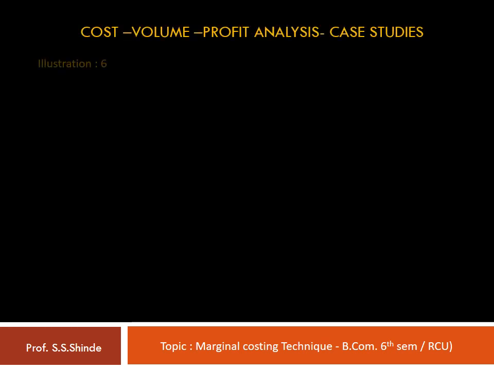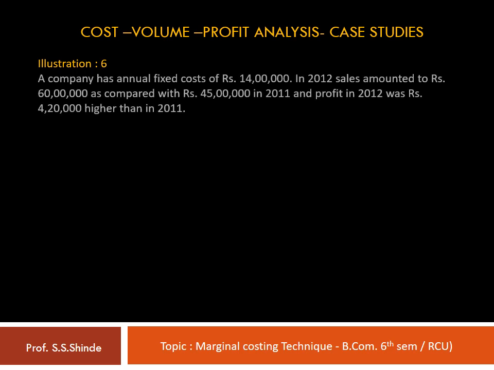Let's try to practice the concepts with the help of another illustration. So let's go through the illustration here. A company has annual fixed costs of rupees 14 lakh. In 2012, sales amounted to rupees 60 lakh as compared with the sales in 2011 at 45 lakh rupees, and profit in 2012 was rupees 4 lakh 20,000 higher than in 2011.